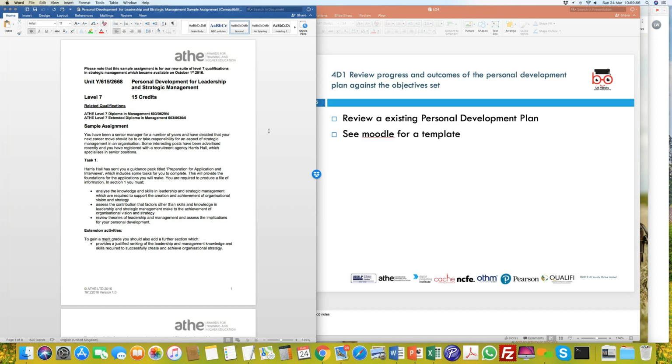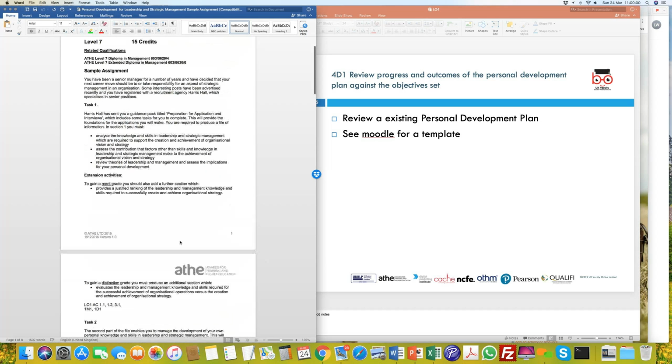There are 4 tasks. There are some pass activities, and the extension activities are the merit and distinction activities. The assignment brief gives you a scenario which asks you to assume that you're working as a senior manager, registered with a recruitment agency called Harris Hall, and you are now responsible for making your next career move.